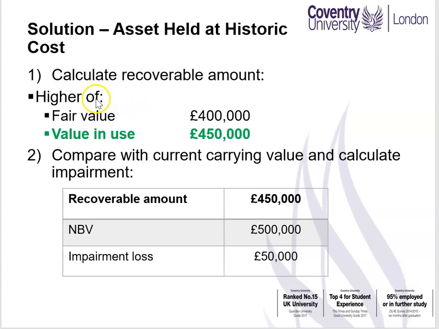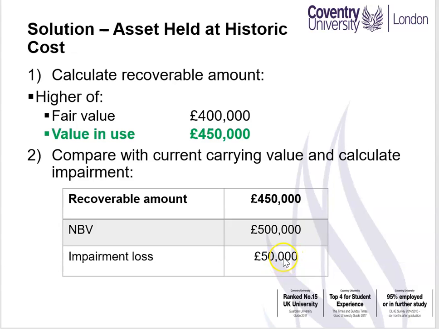So calculate first of all the recoverable amount, which is the higher of the fair value or the value in use. As it appears, the value in use is higher. Therefore, the asset cannot be carried at more than 450. So if we compare this to the carrying value of 500, we have an impairment loss of 50 because we are carrying it at more than the recoverable amount. So the impairment loss is 50,000.